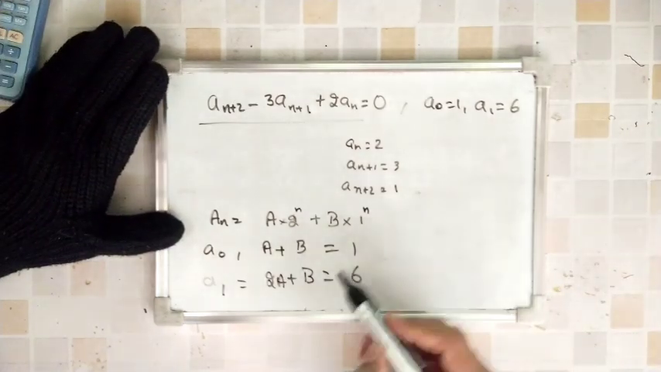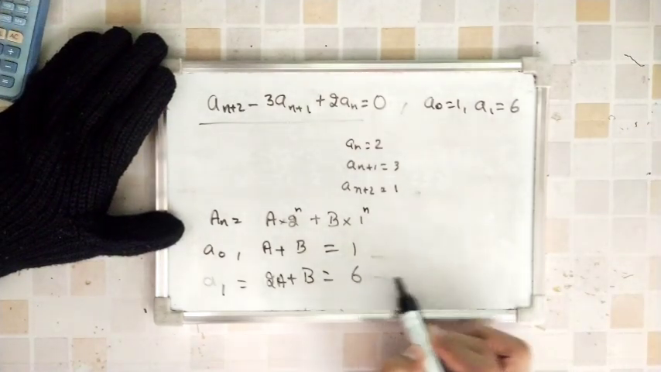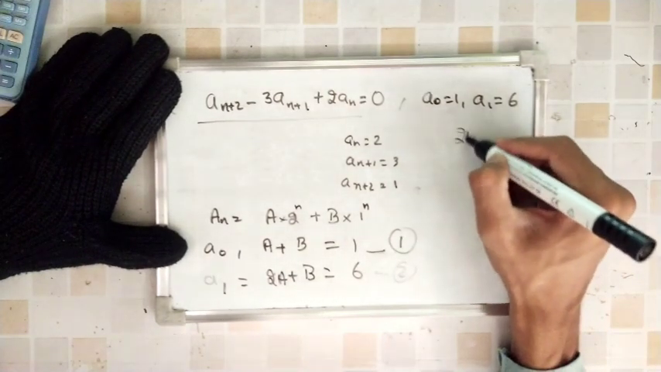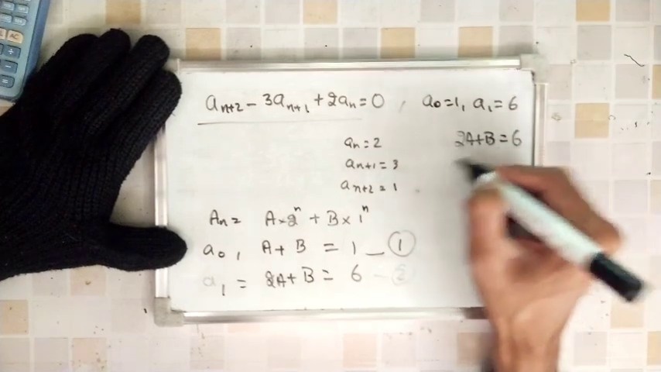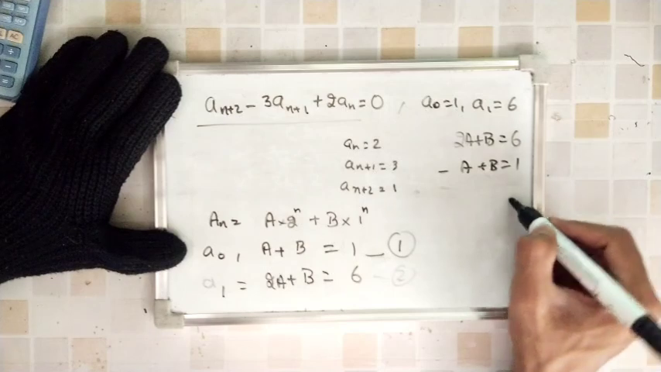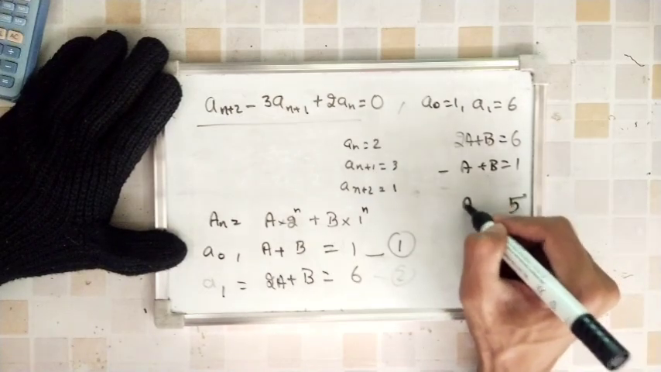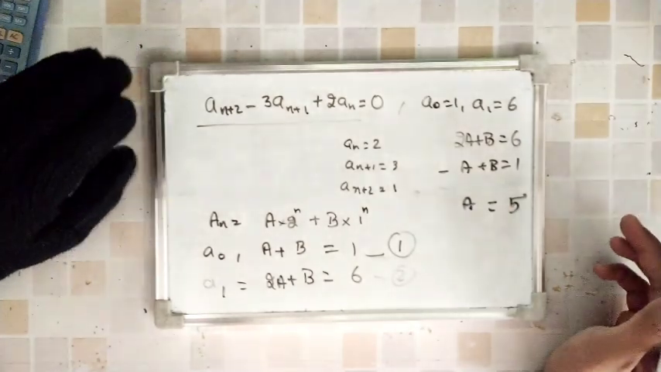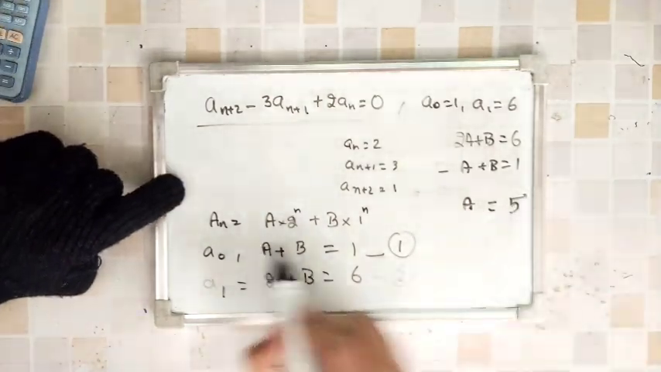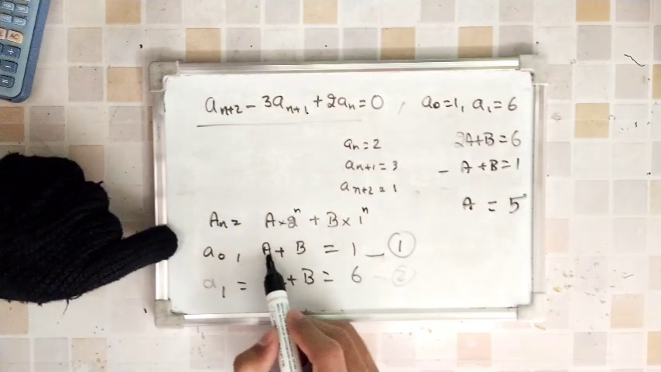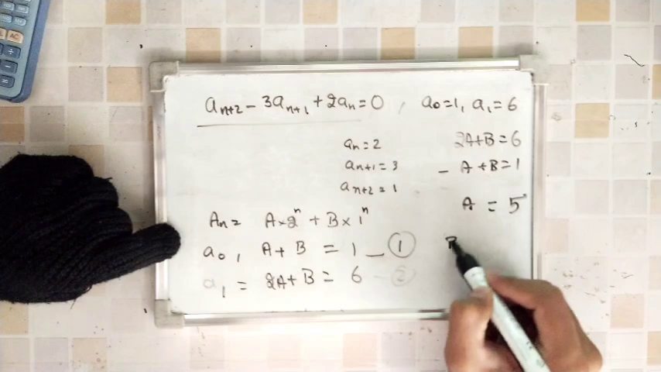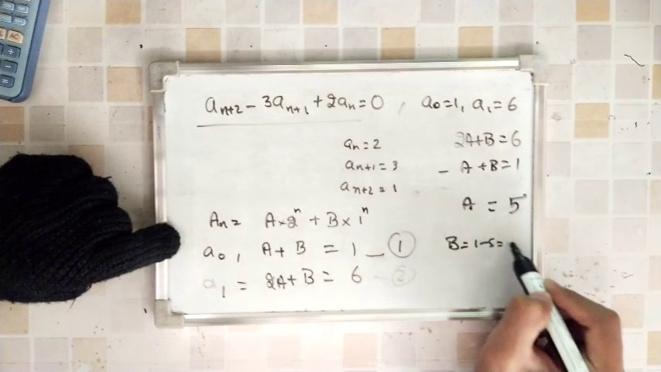I will do now this subtraction. I will do equation 2 minus equation 1. So 2a plus b is equal to 6, and I will subtract a plus b equal to 1. So I will get a is equal to 5. Okay, so a is equal to 5, like that I will substitute the value in a plus b: 5 plus b is equal to 1, so b is equal to 1 minus 5, which is minus 4.